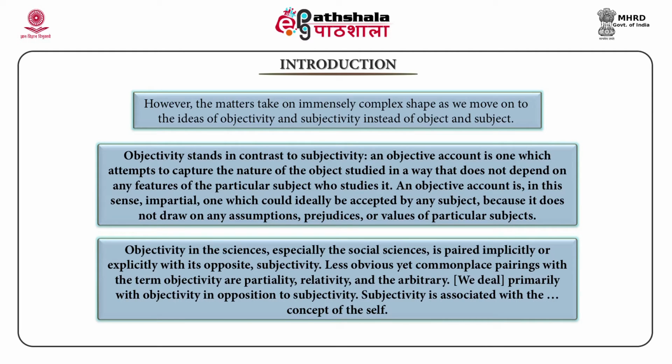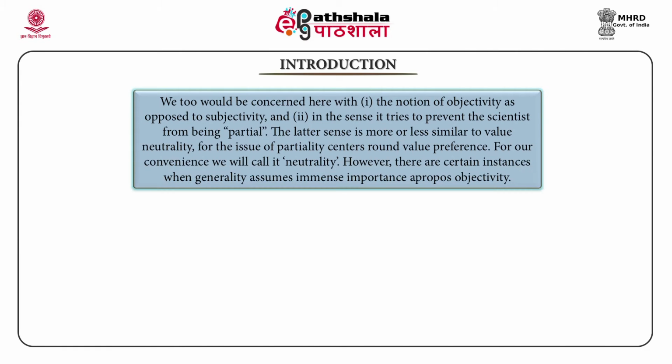Objectivity, however, can mean several things. E. Valentine Daniel maintains in the Macmillan Reference International Encyclopedia of the Social Sciences, I quote, "Objectivity in the sciences, especially the social sciences, is paired implicitly or explicitly with its opposite, subjectivity. Less obvious yet commonplace pairings with the term objectivity are partiality, relativity and the arbitrary." Unquote. We would be concerned here firstly with the notion of objectivity as opposed to subjectivity, and secondly, in a more specific sense, with the notion which refers to the mechanisms of protecting the scientist from being partial.